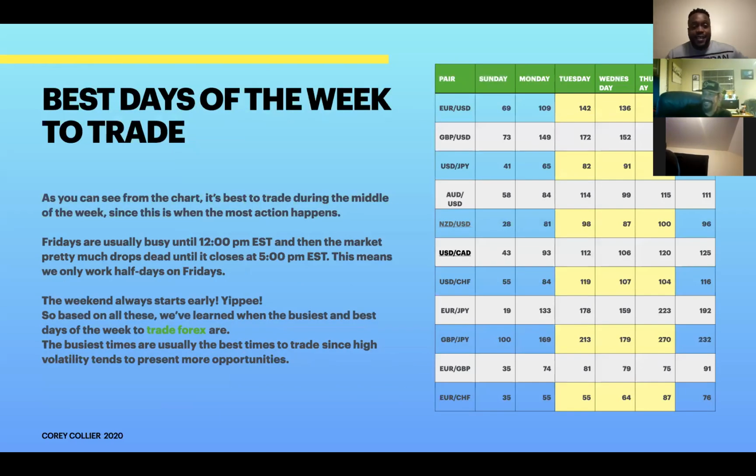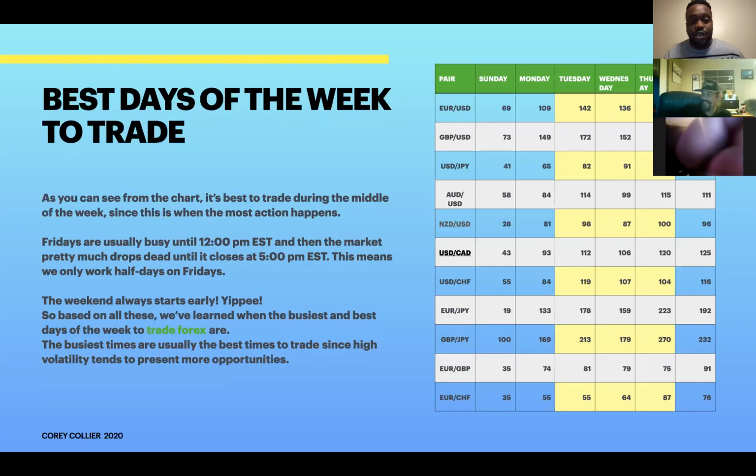Now, the best days of the week to trade. As you can see from the chart, guys, it's best to trade during the middle of the week. Going back to Caesar, he trades Tuesday, Wednesday, Thursday. Look at this chart and look at those pip movements. That would be the reason why he trades Tuesday, Wednesday, and Thursday, guys.